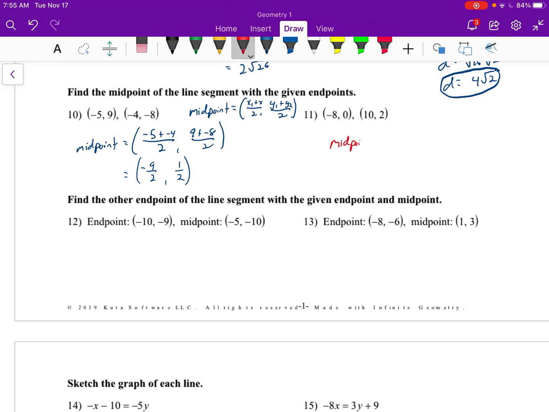Number 11 is similar. Negative 8 plus 10 over 2, and then 0 plus 2 over 2. Well, negative 8 plus 10 is 2. So we have 2 over 2 and 2 over 2, which is 1, 1.